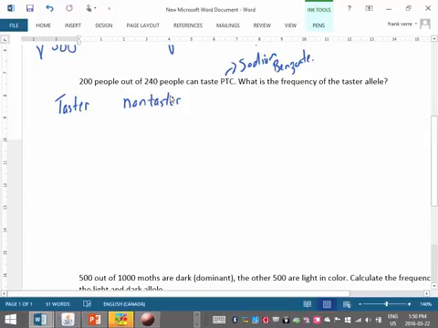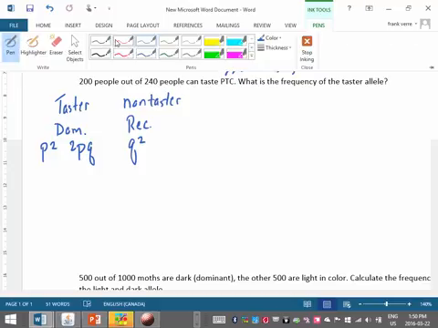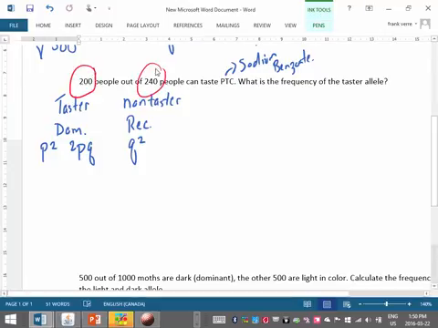Who was recessive? Yeah. This is dominant. And this one was, okay. So for you to be non-taster, what would your genotype have to be? Yeah, it would have to be Q squared, right? For you to be a taster, you could be homozygous dominant, or you could be heterozygous. But for you to be a non-taster, you need to have two recessive alleles. Okay, so this is what we know. We know that 200 out of 240 can taste.